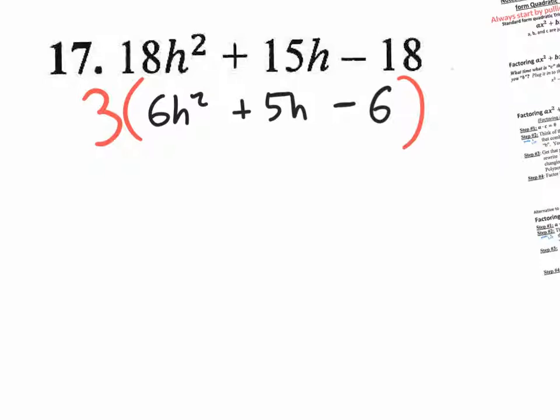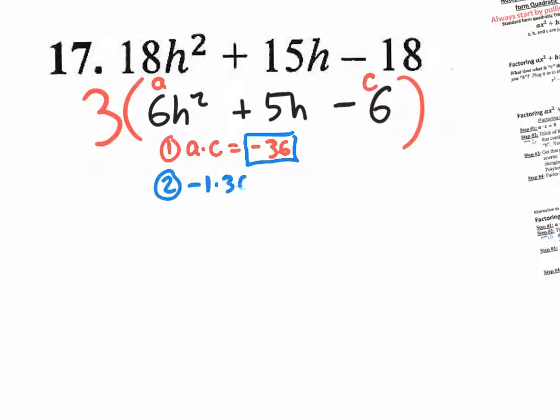So let's start with the steps. Step 1 is to multiply a times c. And here a is 6, c is negative 6. So I get negative 36. It's important that you get the right signs on here. Step 2 is to make a list. What times what is negative 36? Negative 1 times 36, negative 2 times 18, negative 3 times 12, negative 4 times 9, negative 5 doesn't work, negative 6 times 6.